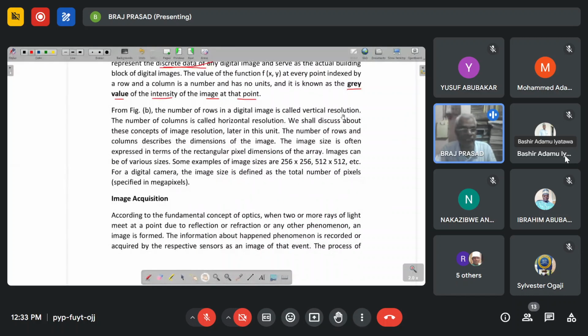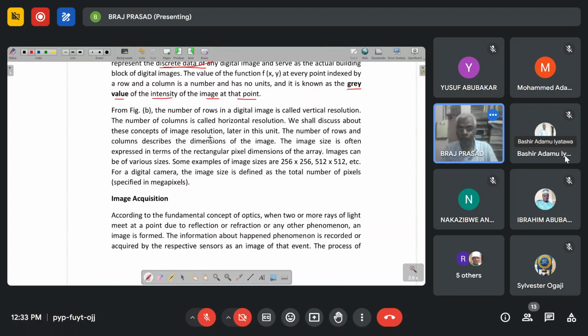From figure B, the number of rows in a digital image is called vertical resolution. The number of pixels in rows is called resolution, and the number of columns is called horizontal resolution. We shall discuss these concepts of image resolution, and I have defined the resolution in the first class.